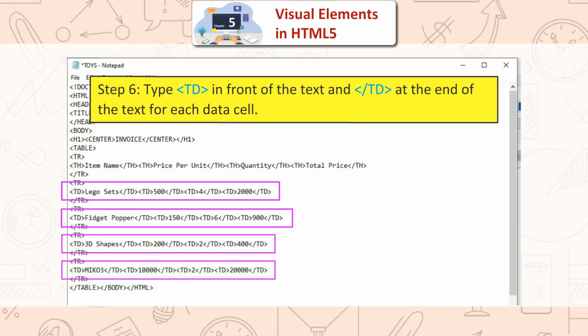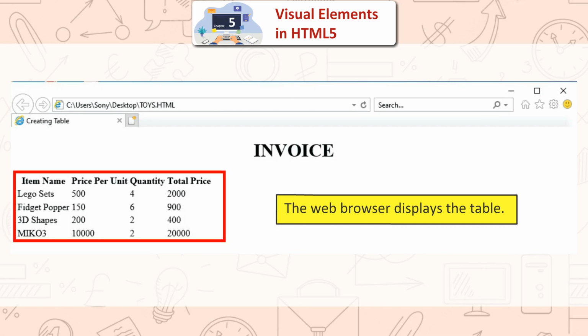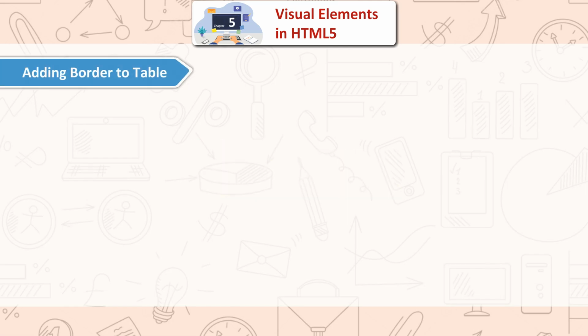Type <td> in front of the text and </td> at the end of the text for each data cell. The web browser displays the table. All the updates of Google Chrome ensure that they support HTML5.